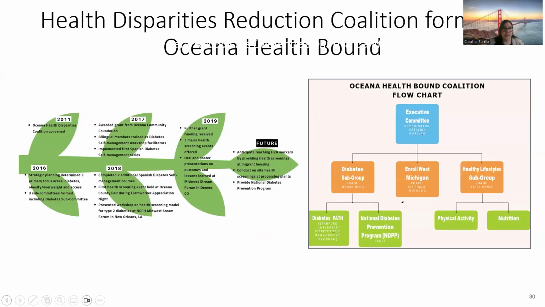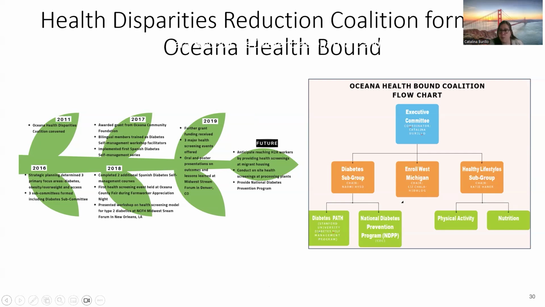This slide is diving into one of our coalitions, one of the coalitions that I lead. It's called Oceana Healthbound, and it was formed based on empirical data that showed both a lack of information on minority health issues and a disparity in the state on the health of minority populations. So this coalition was formed, and just because of time, I'll go over this quickly.